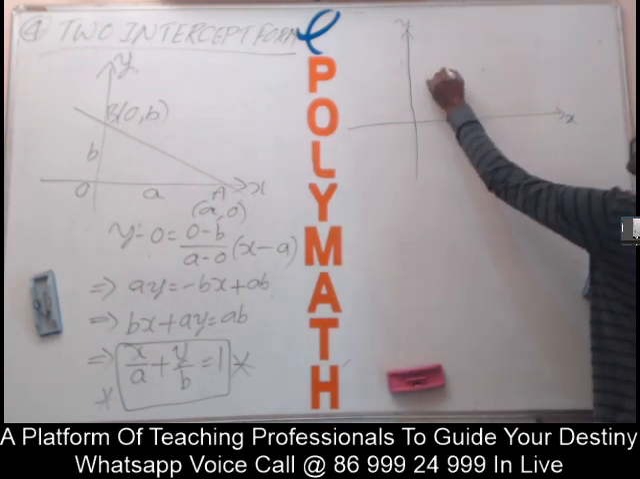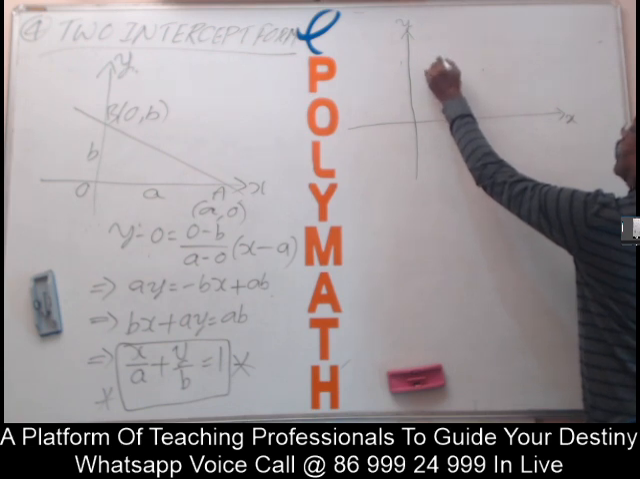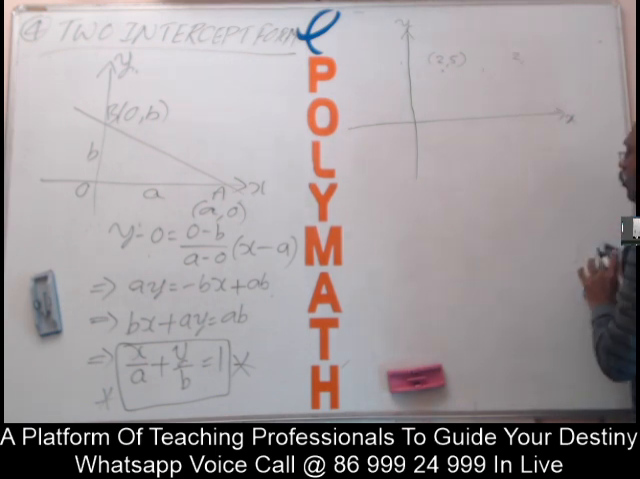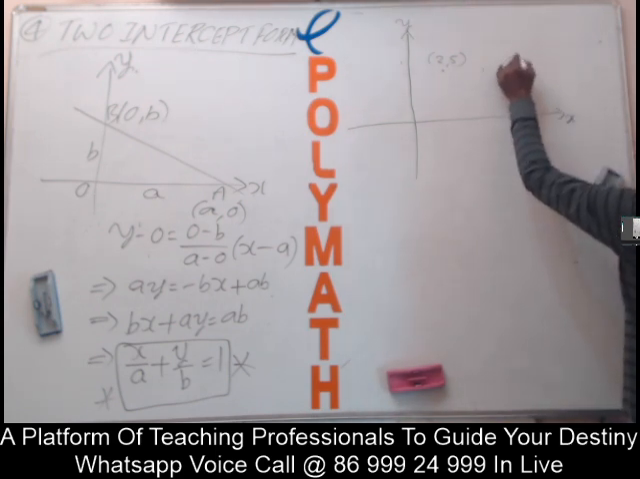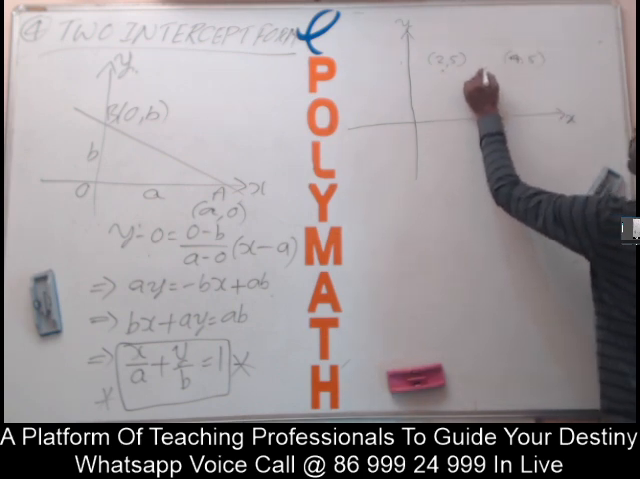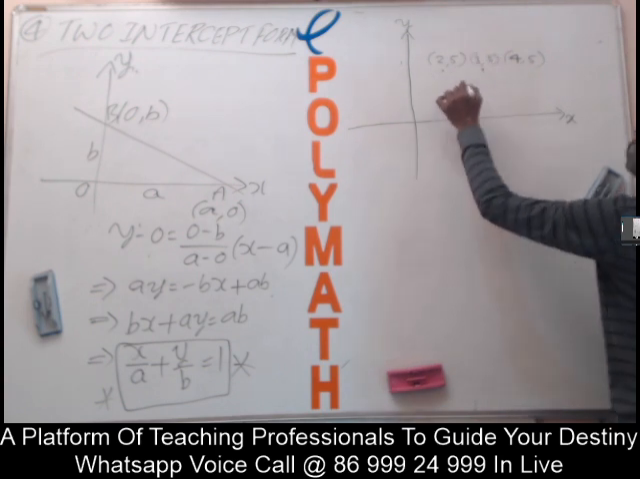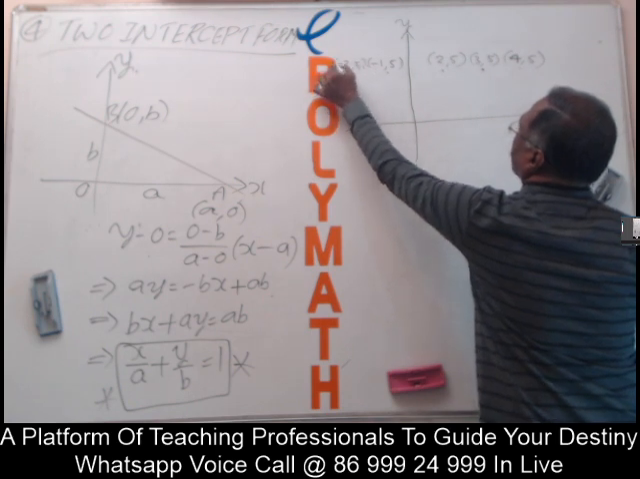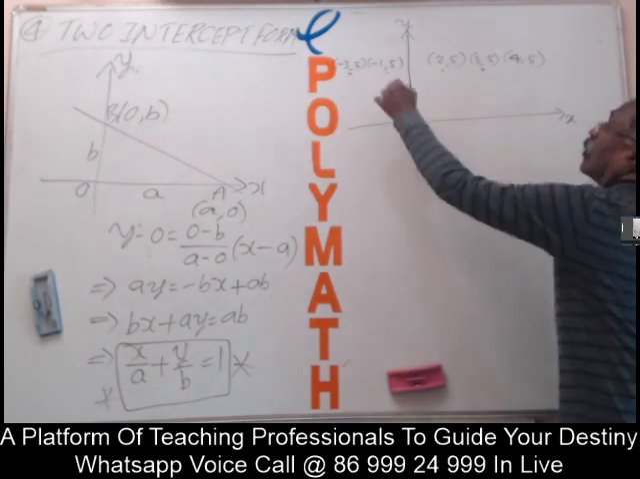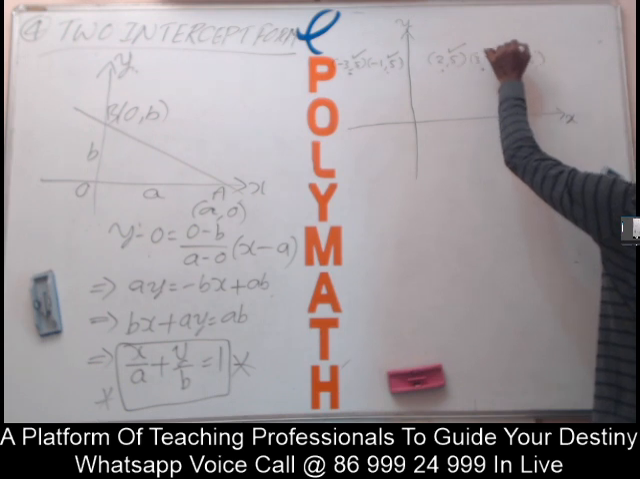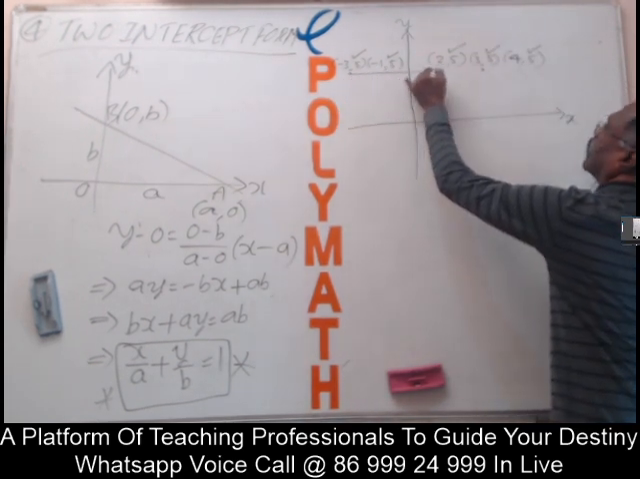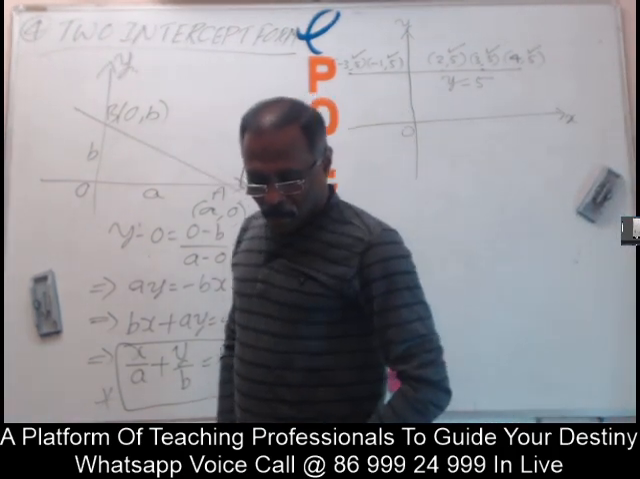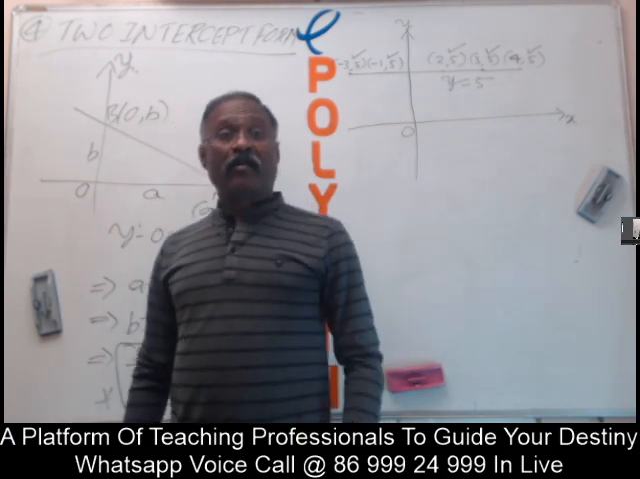y coordinates are equal. For example, you are given a point like this, 2, 5. You are given a point like this, 4, 5. You are given a point like this, 3, 5. You are given a point here, minus 1, 5. You are given a point here, minus 3, 5. What is the commonality of all these points? For all these points, y is 5, 5, 5, 5, 5. Then the line joining all these points is parallel to x-axis, and its equation is y is equal to 5.